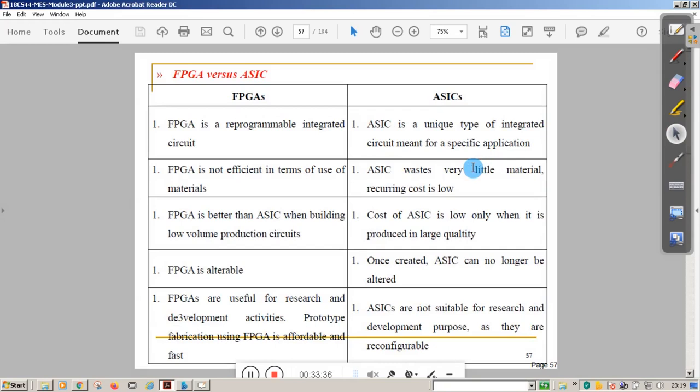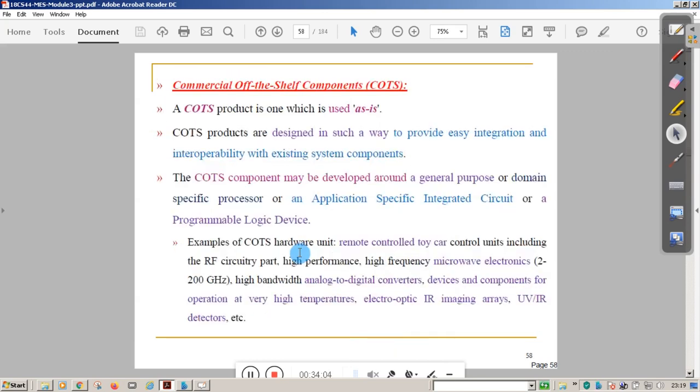Similarly, we have differences between FPGA and ASICs. FPGA is reprogrammable. ASICs are a unique type of integrated circuit. FPGA is not efficient in terms of use of materials, but ASICs waste very little material. FPGA is better than ASICs when building low volume production circuits. Cost of ASICs is low only when it is produced in larger quantity. FPGA is alterable. ASICs cannot be altered. All these are the differences between FPGA and ASICs.